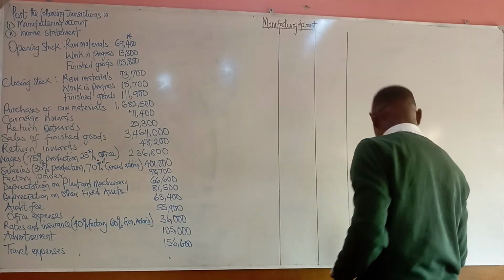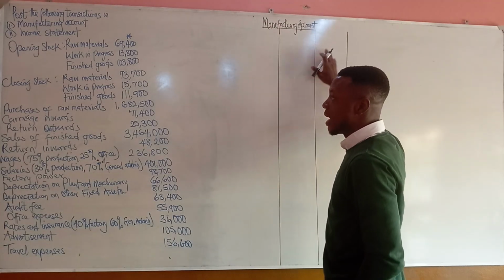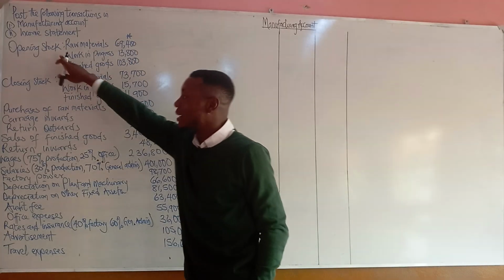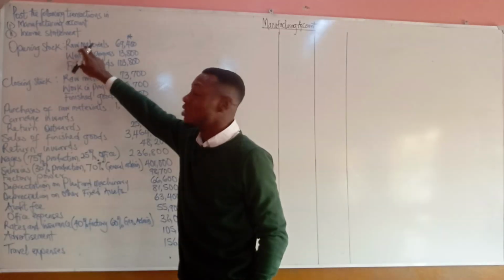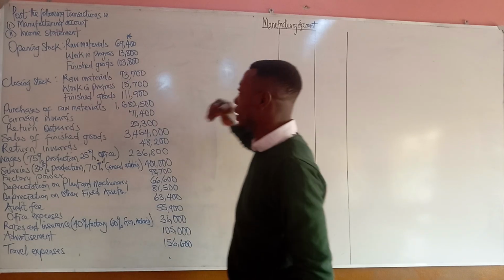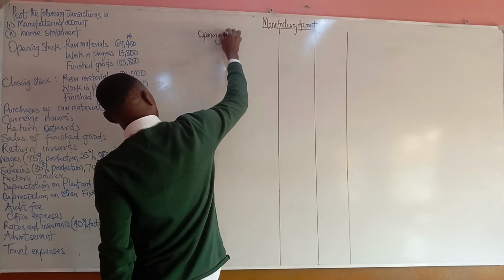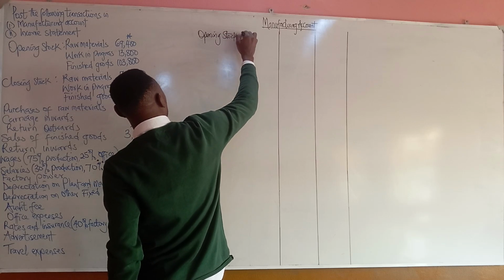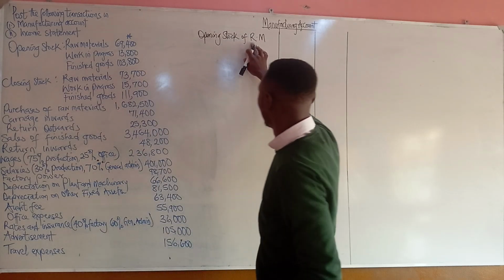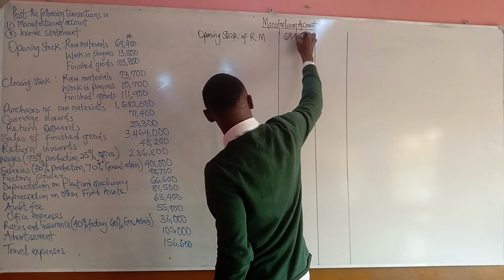All right. In this place, I'm going to have my particulars, my debit, and my credit. So we are starting with our manufacturing account. We always start with the opening stock. Now, under the opening stock, I only pick particulars relating to manufacturing account. So I have opening stock of raw material. Pardon me to use abbreviation. Opening stock over here, I have 69,400.